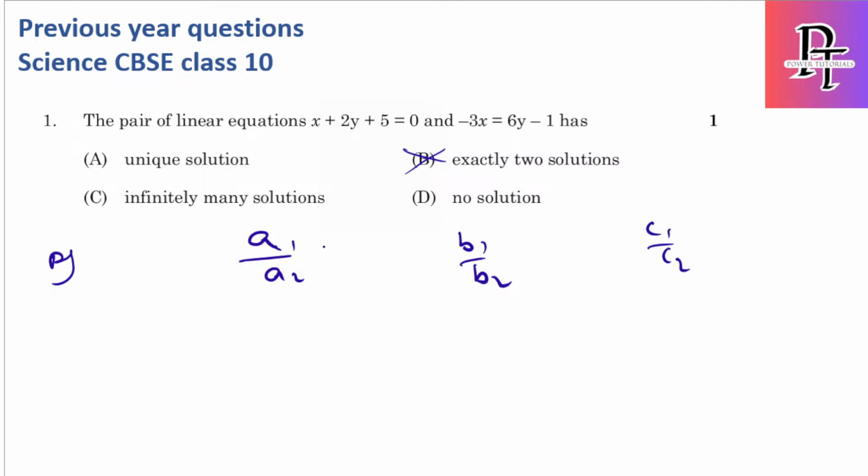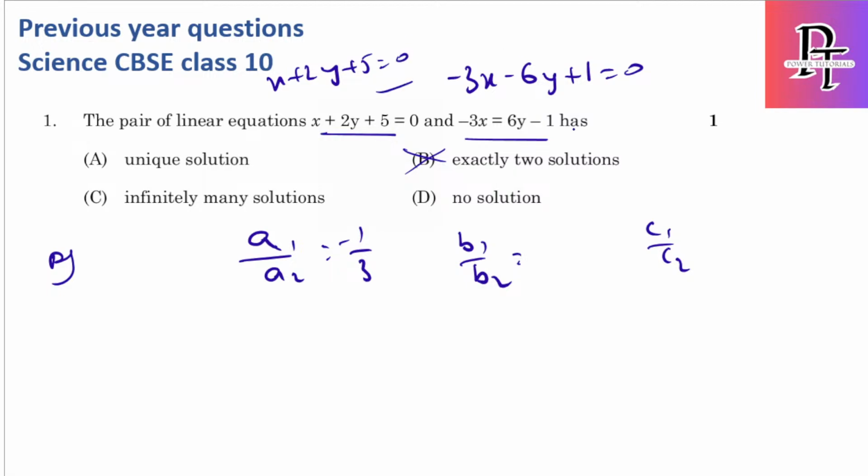A1 by A2 is 1 by minus 3, so it is minus 1 by 3. For B1 by B2, you can see here this is one way and this is another way, so don't write it that way. Make sure to write everything in the same proportion. So I will move everything to the left side. It is clearly mentioned x plus 2y plus 5 is equal to 0. Now compare this equation; we should not compare in the other way. So now I can say 1 by minus 3, 2 by 6, and C1 by C2 is 5 by 1.